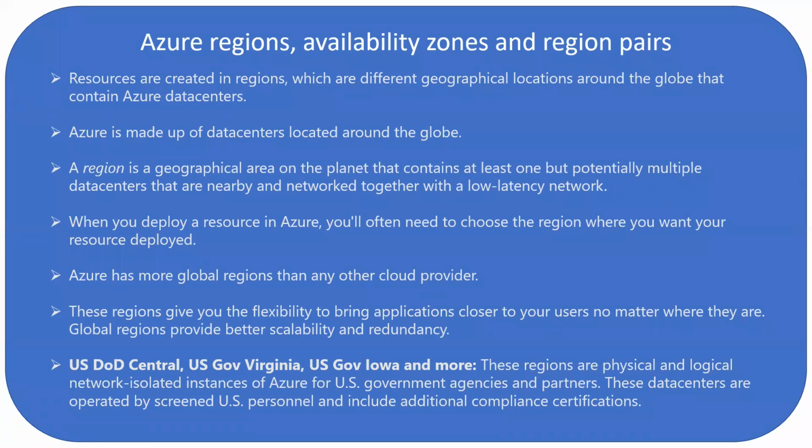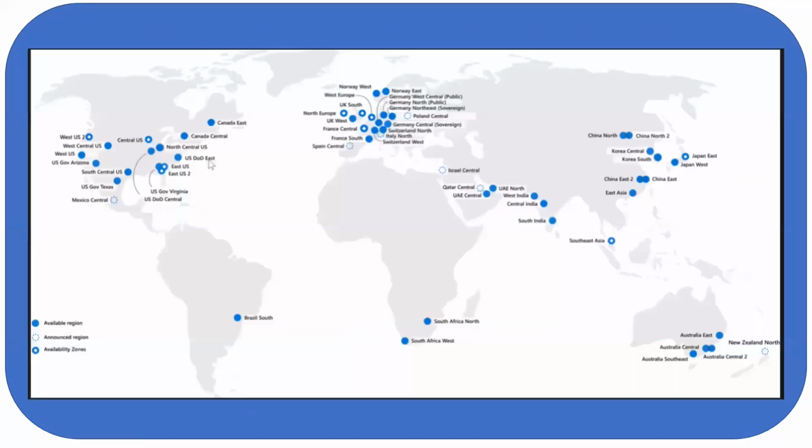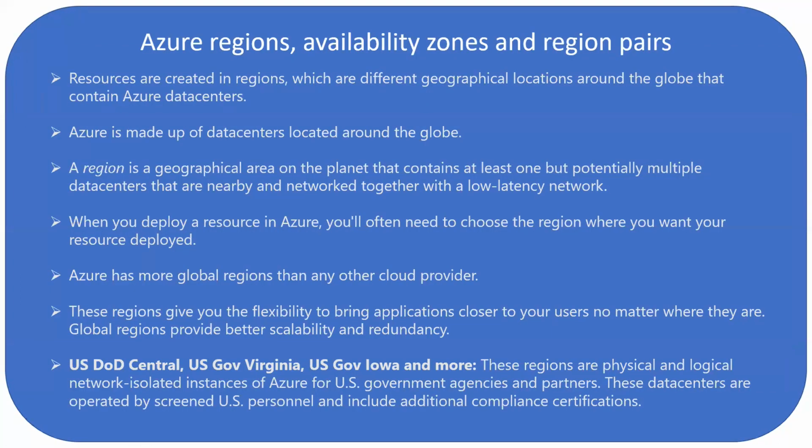When you deploy a resource in Azure, you'll often need to choose the region where you want your resource to be deployed. So if you're creating a virtual machine, you need to choose a region where that virtual machine will be deployed. There are some resources which do not need a region to be assigned. Like there are some global services for which you don't need to assign a region specifically, but for most of the services you need to assign a region.